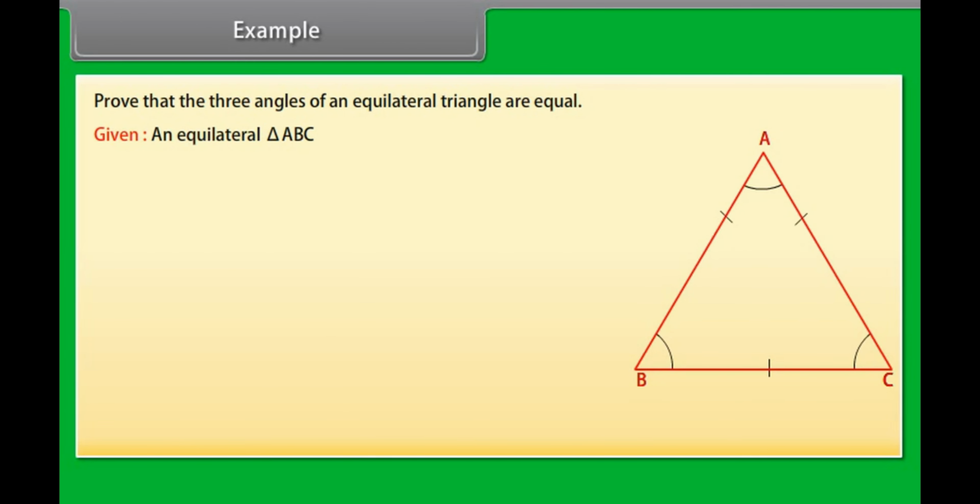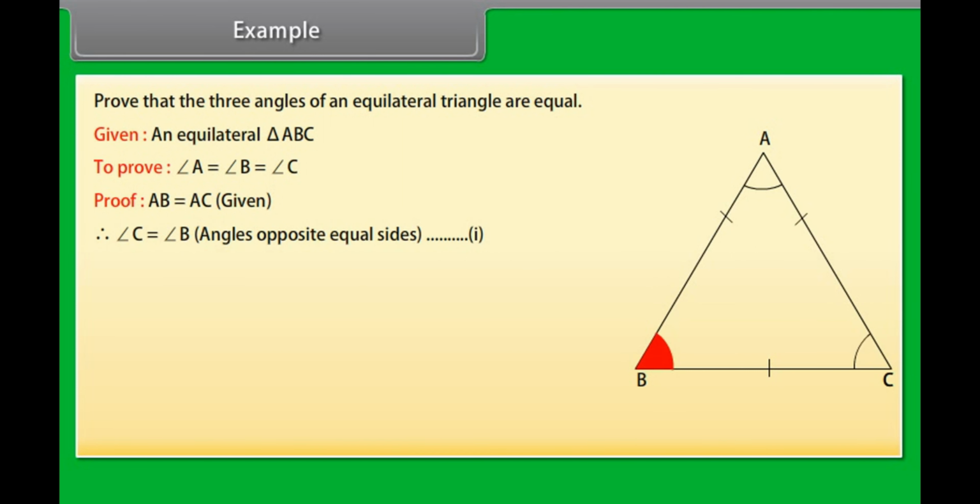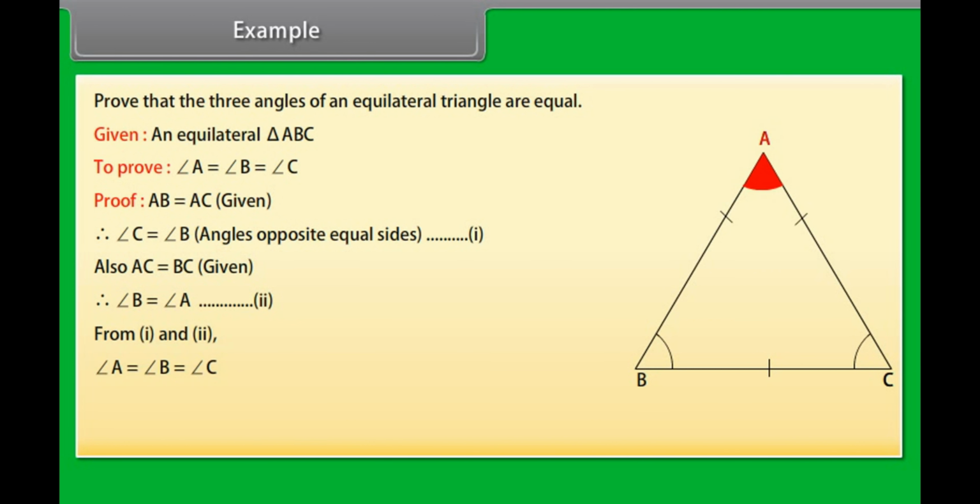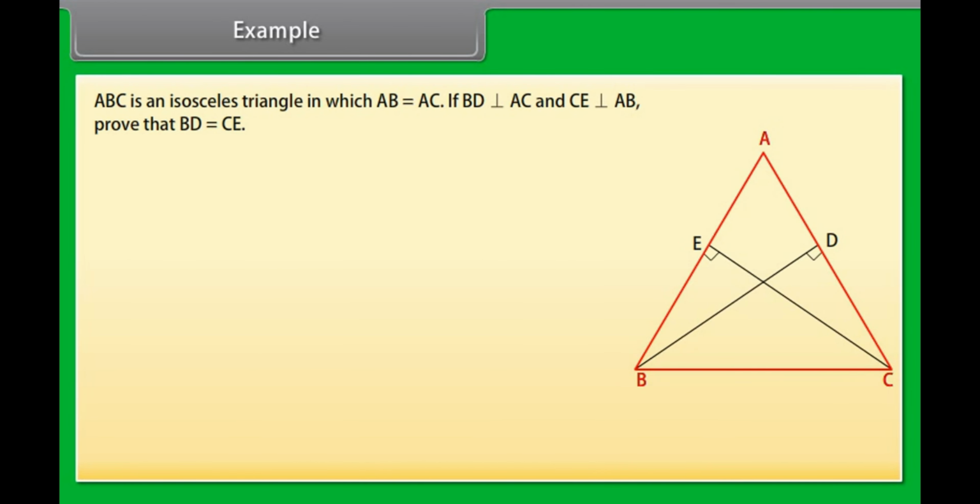Example. Prove that the three angles of an equilateral triangle are equal. Given an equilateral triangle ABC, we have to prove that angle A is equal to angle B, which equals angle C. Proof. AB is equal to AC, given. Therefore, angle C is equal to angle B because angles opposite equal sides are equal. Mark it as 1. Also, AC is equal to BC, given. Therefore, angle B is equal to angle A. Mark it as 2. From 1 and 2, angle A is equal to angle B, which is equal to angle C. Hence the result.